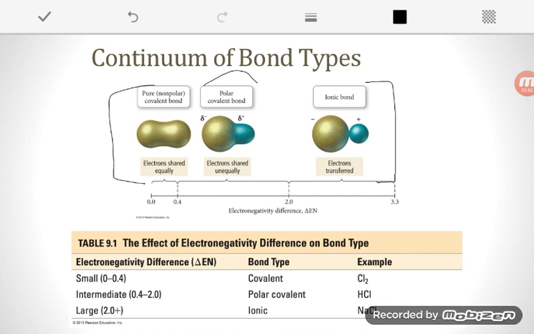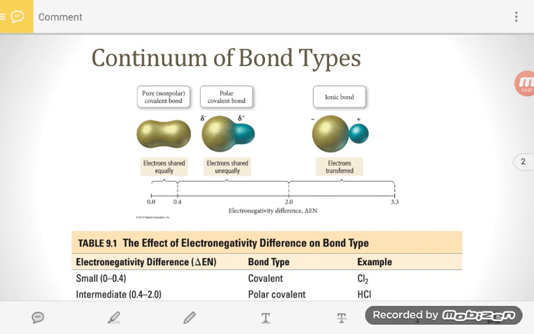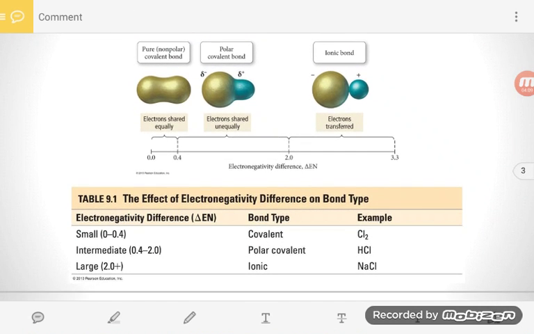Turns out a lot of covalent compounds are in this area here. This is a polar covalent bond. The electrons are still sharing, but they're being shared unequally. So the technical way to determine if you have a pure covalent bond or a polar covalent bond is to look at these electronegativity differences.